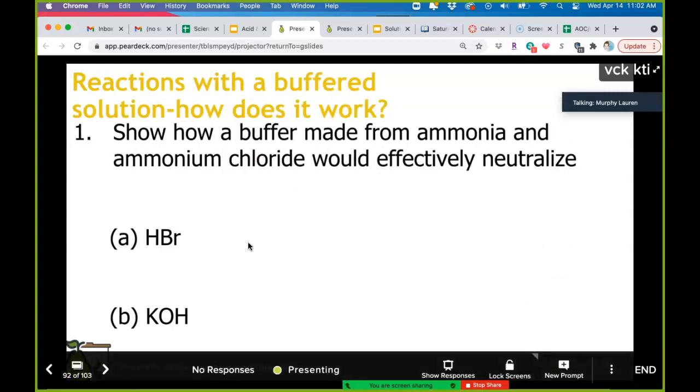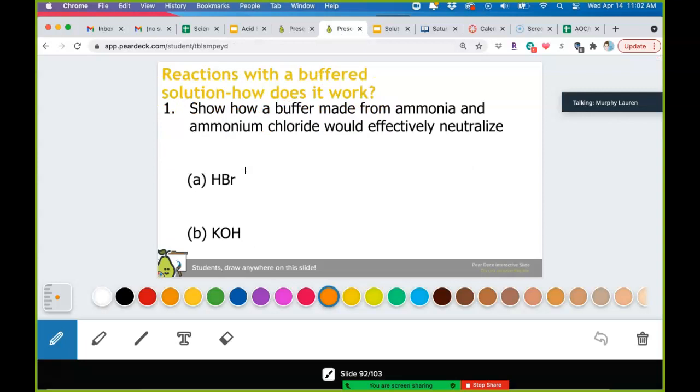So we need to show how a buffer works. So let's look at this. Ammonia, NH3, and ammonium chloride is a buffer. It's not the chloride that's important. Which part of this is going to be helpful for the buffer, the chloride or the ammonium? The ammonium, right? Because they're conjugates of one another. Who cares about the chloride? Well, ammonia is a base. It's a weak base, which makes this a conjugate acid.